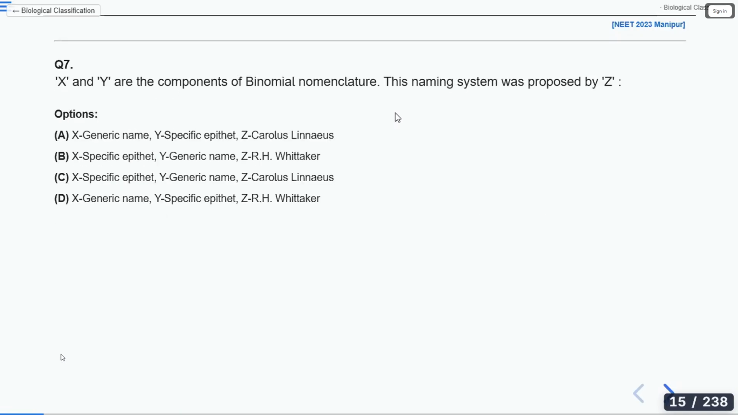Next question. X and Y are the components of binomial nomenclature. This naming system was proposed by Z. Who is that? Take X as the generic name, the genus name, and Y as the specific epithet, the species name. Then who proposed this binomial nomenclature? Option A, okay.